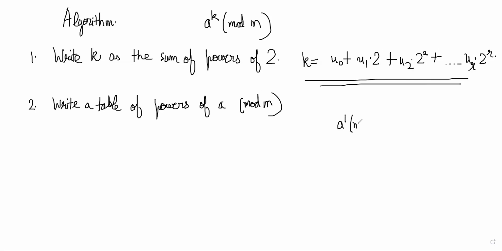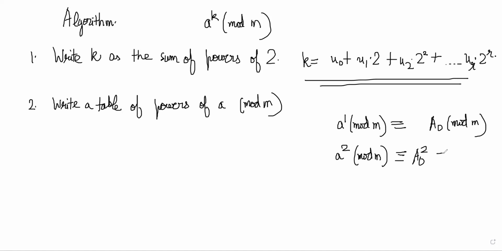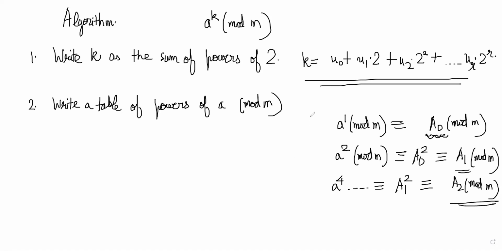A power 1 mod m is congruent to, let's say, A0 mod m. Similarly, A square mod m is congruent to A0 square, which is congruent to A1 mod m. Every next entry in the table comes by squaring the output of the previous entry, A0 square, and taking mod m, that is A1. Similarly, A power 4 is going to be A1 square, which is congruent to, let's say, A2 mod m, and so on.